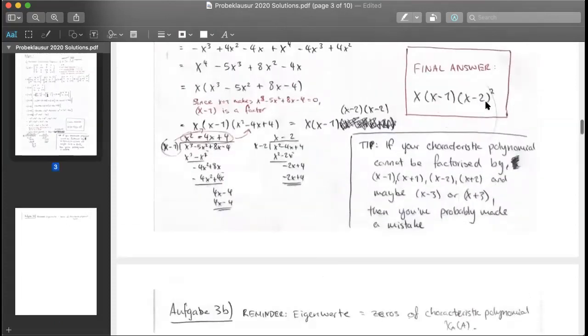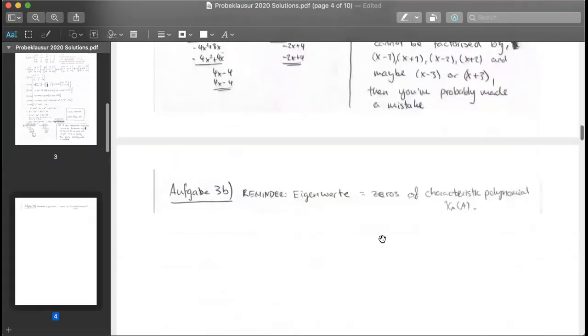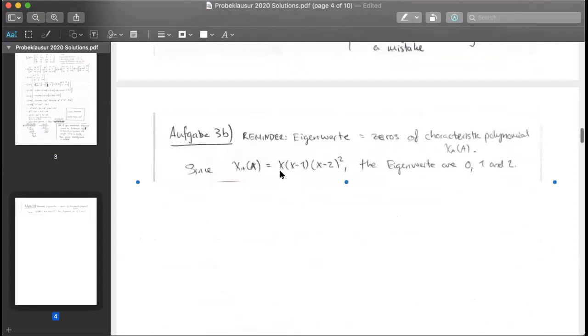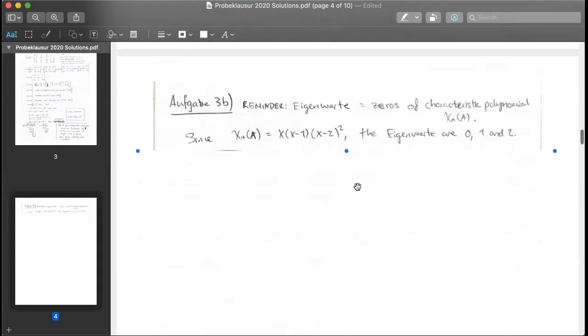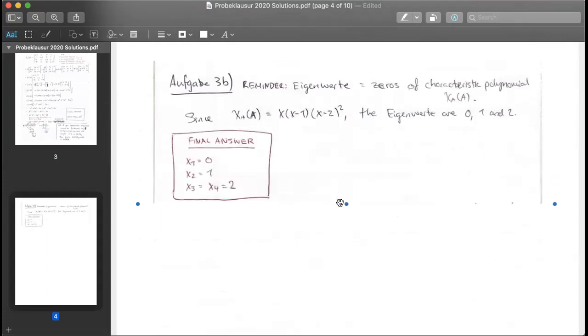So here's our characteristic polynomial. The zeros are easy to read off, right? When is this equal to 0? Well, when x is 0, the whole thing is 0. Or when x is 1, the whole thing is 0. Or when x is 2, the whole thing is 0. All right? So that's obvious here, I think. No brainer. 0, 1, or 2. And those are your answers.